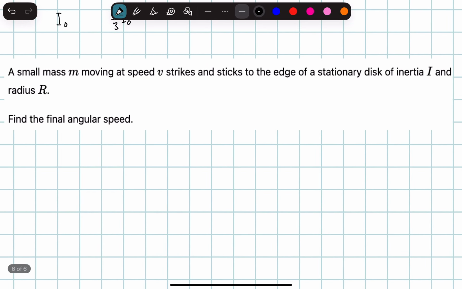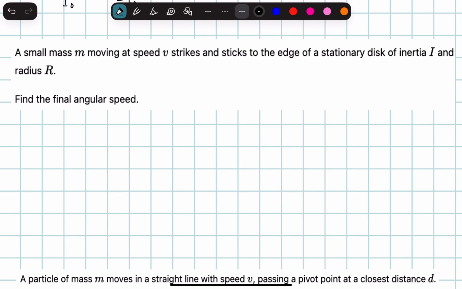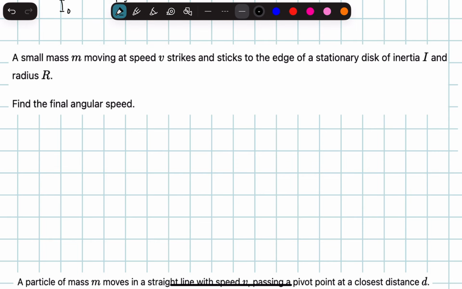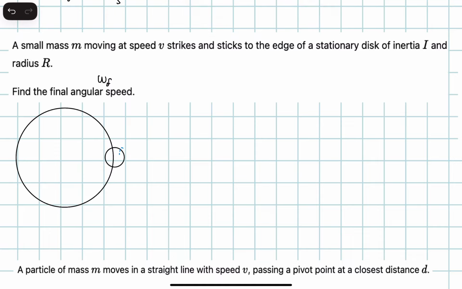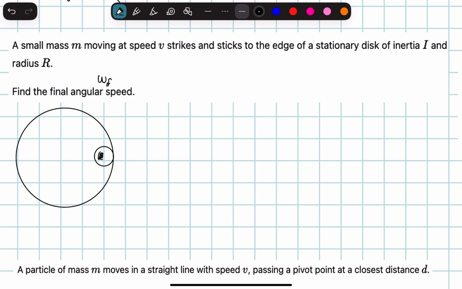We have a small mass moving at speed v that strikes and sticks to the edge of a stationary disk of inertia I and radius R. Find the final angular speed. So the angular speed is omega, and we're trying to find omega final. The mass m strikes the rim, right at the edge, and we can imagine it's being shot from this direction. The disk has radius R, and we want to symbolically represent this.